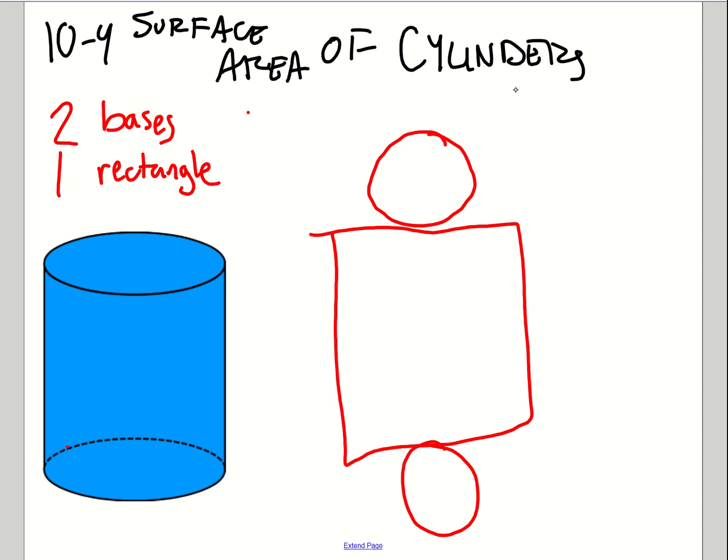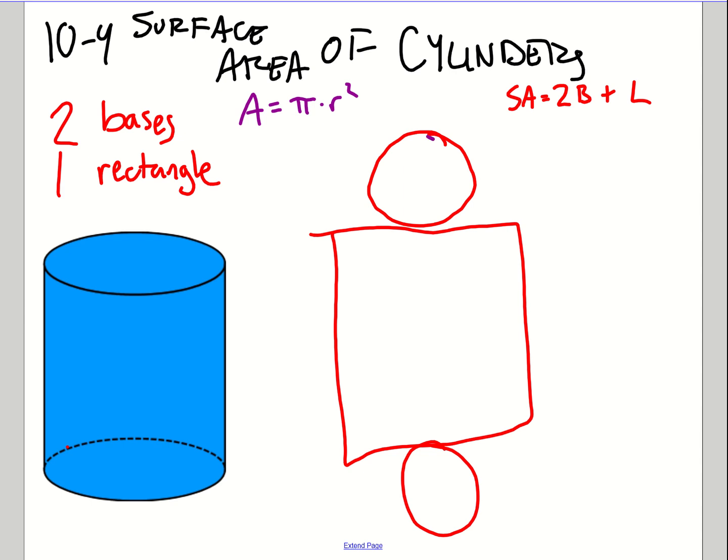And so we want the surface area equals 2 of the bases plus the length of the rectangle, or the area of the rectangle. We're going to call this the length of the whole shape, right? The length of whatever we're doing. Now, our bases are circles. So remember how to find the area of a circle? Well, the area of a circle equals pi times the radius squared.